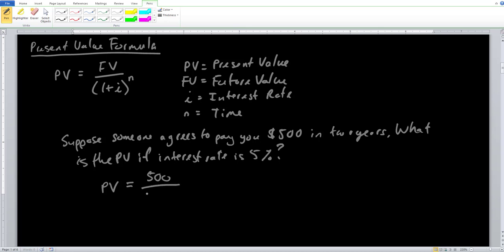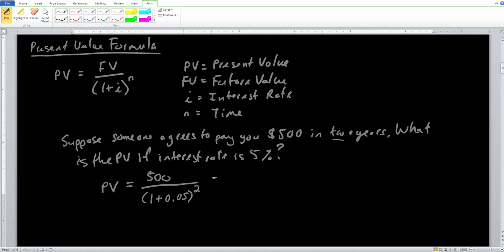Next is going to be 1 plus the interest rate. We divide by 1 plus the interest rate. It's important to put this interest rate into decimal form. Once again, do not leave it as a whole number. You will get very, very wrong answers if you do that. So 1 plus 0.05. Make sure to move the decimal point over 2 places for the interest rate. And then the final thing is to raise the denominator to the time period. Our time period is 2 years right here, so raise that to the second power. Notice it's only the denominator that's getting raised to the second power. It's not the entire fraction.